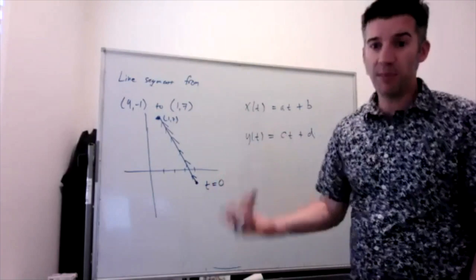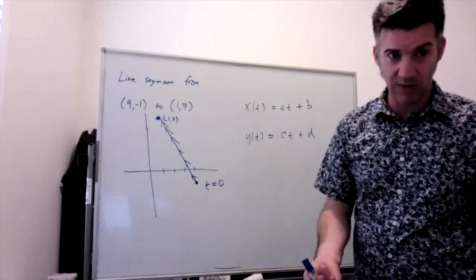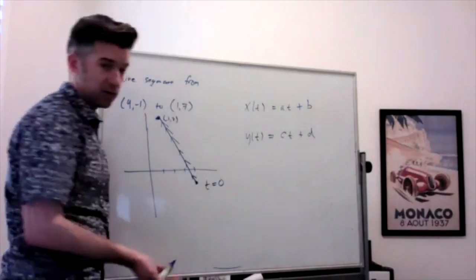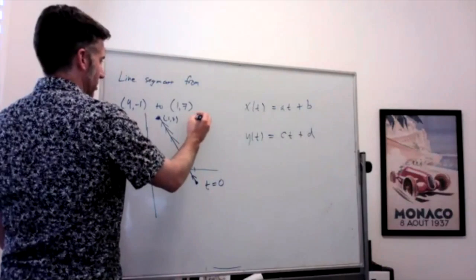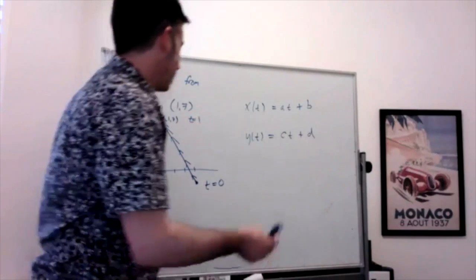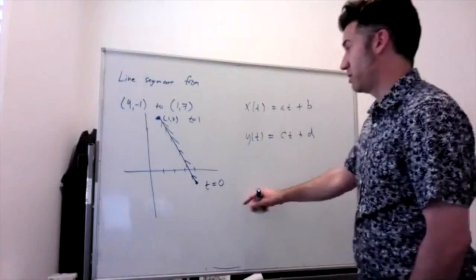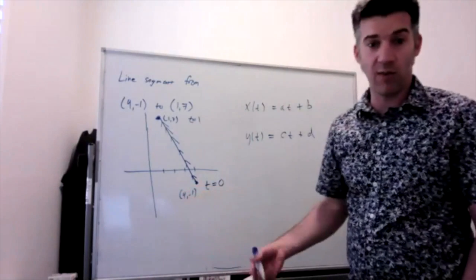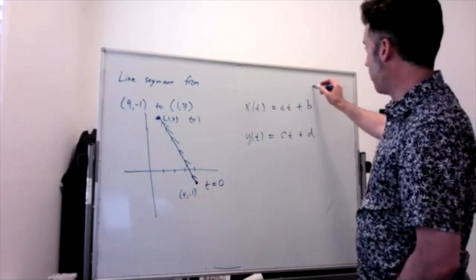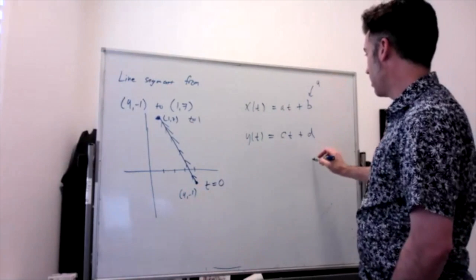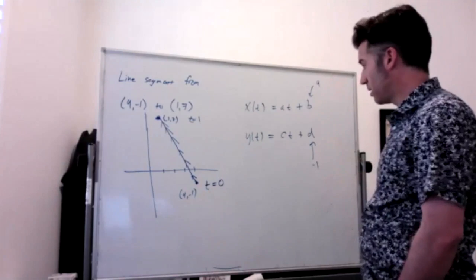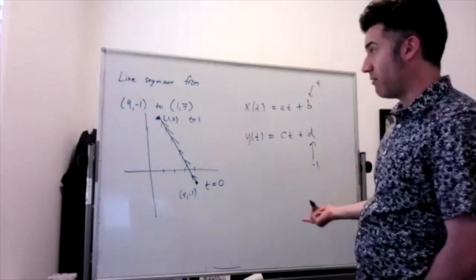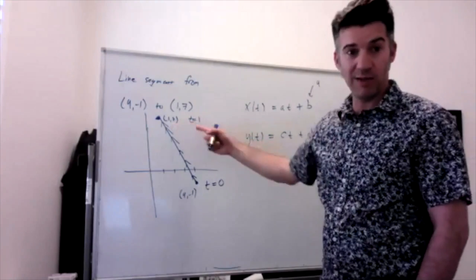So we know that when time is 0, we don't know. Typically what people do, you don't have to do it this way, but it's usually the easiest way, is you say your beginning point of the line is time equals 0, and your end point of the line is time equals 1. So when time equals 0, we want x to be positive 4 and y to be -1. So we're going to let that be 4 and that be -1. And then when time equals 1, we want x to be 1 and y to be 7.